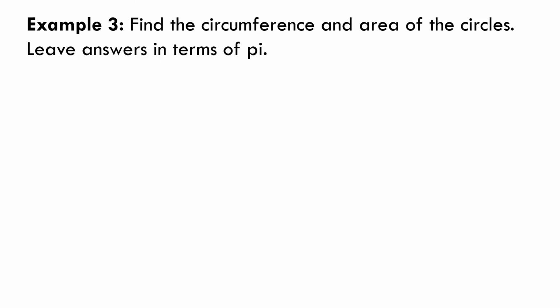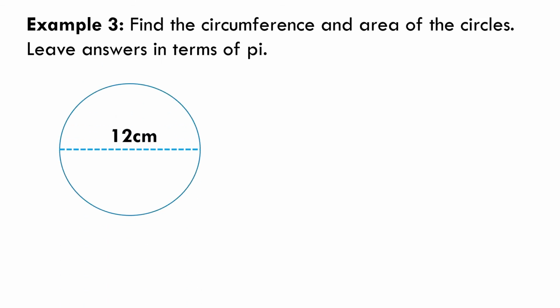So example 3, we're going to find circumference and area. So here's our first circle. So keep in mind here, this going from one end to the other, that's the diameter. If we want to find the radius, it's just going to be half of that. So our radius here is 6 centimeters.